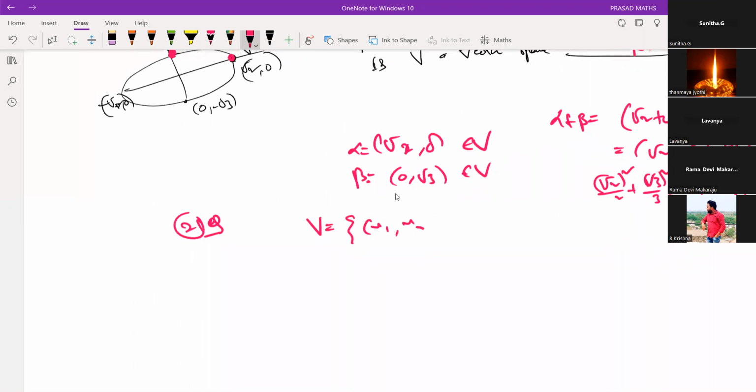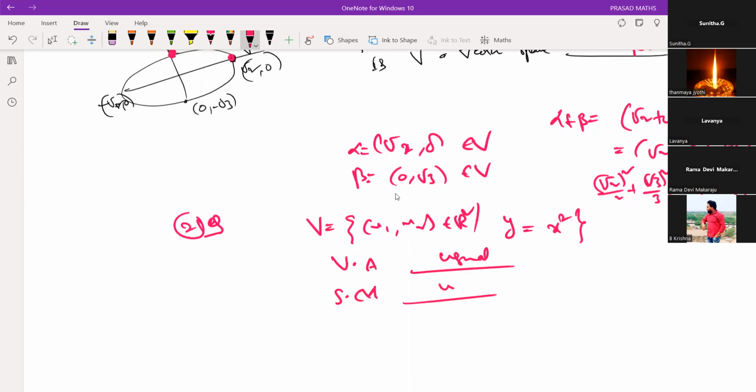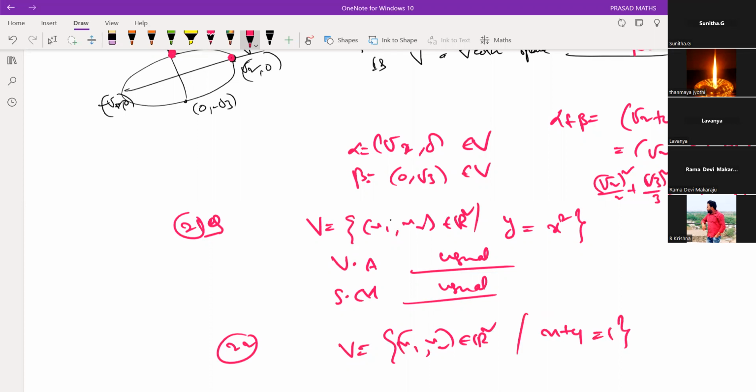Set of all ordered pairs. Suppose you take a parabola. Same vector addition, scalar multiplication also same, usual. Nothing given means you need to understand that it is usual. Question, is it a vector space? 22. Suppose you take x1 comma x2, set of all ordered pairs, meaning you take a straight line x plus y equals 1. Question is, is it a vector space?